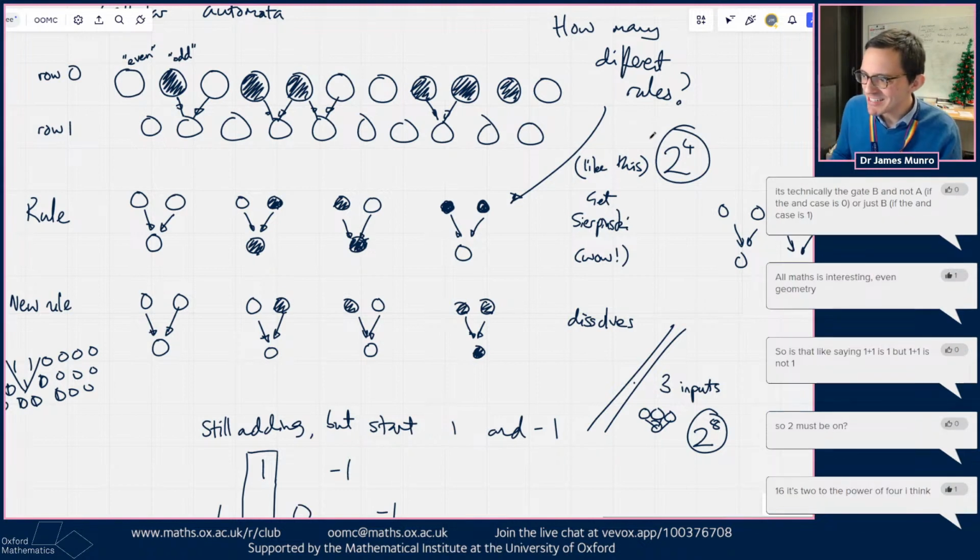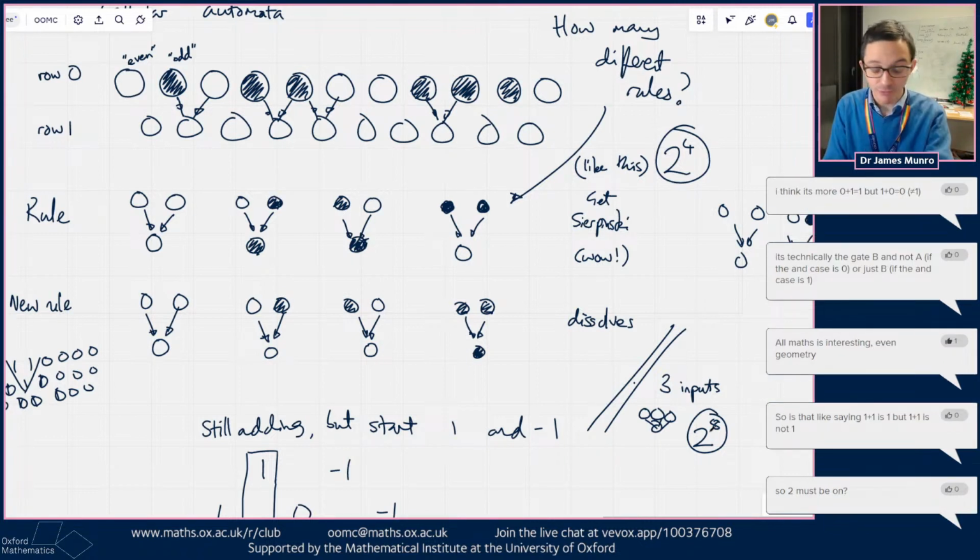So if you explore these 16 cellular automata and you decide that they're not interesting enough, then you might like to look at these 2 to the 8. You can find out more on websites like Wolfram MathWorld. In fact, Steve Wolfram, who made Wolfram MathWorld and Wolfram Language, one of his big things was cellular automata, which are on the screen now.